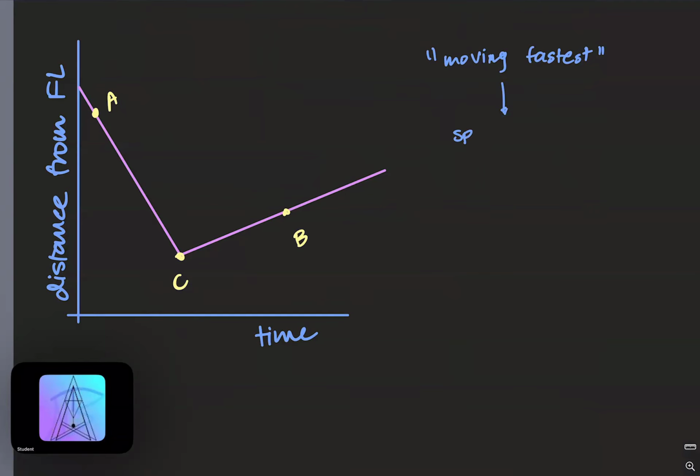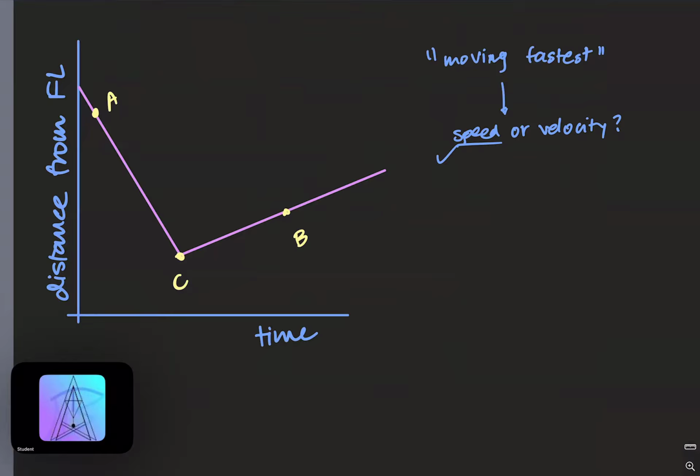In terms of speed or velocity? I think speed. Yes, correct. It means speed, because you're just asking how fast it's going. You don't really care about which direction it's going in. Correct. Okay, so what do you think?